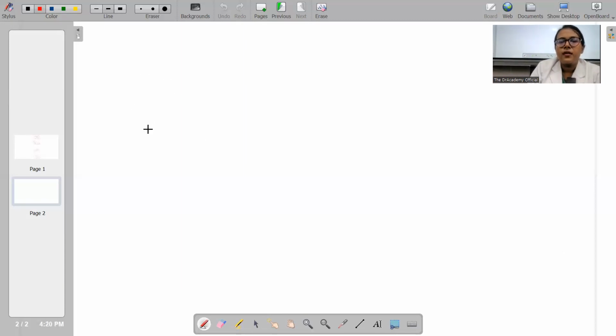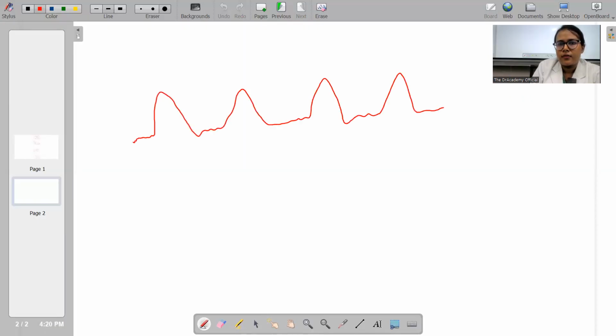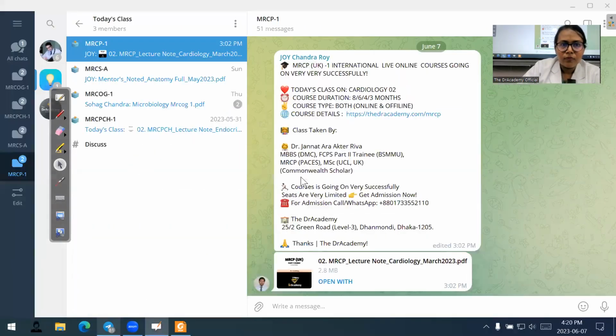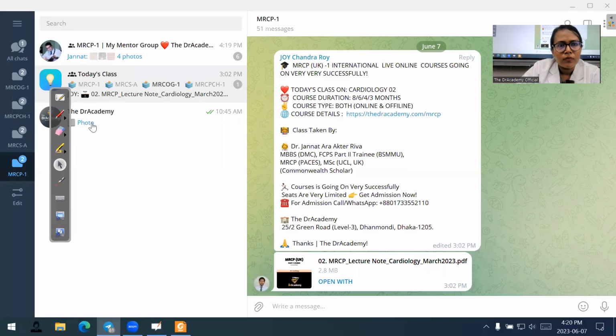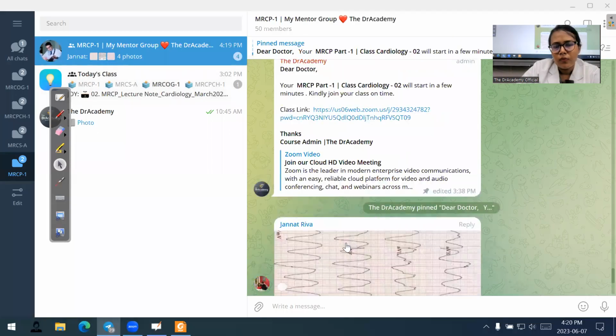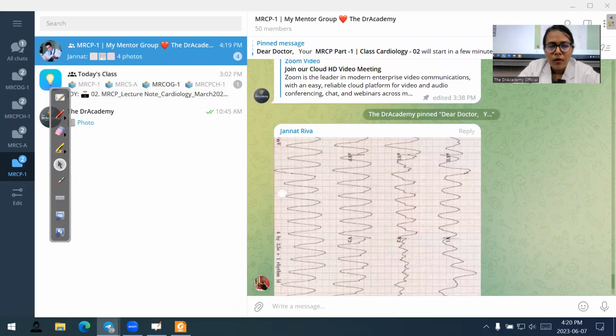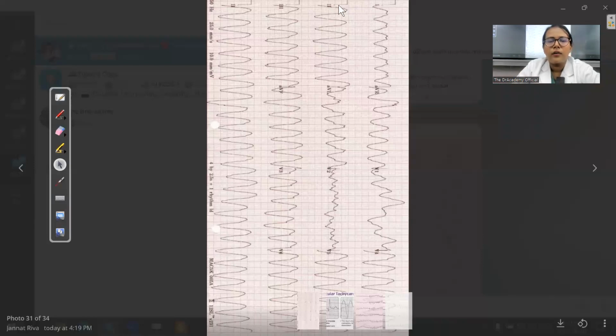Okay, so if this is the ventricular tachycardia kind of looks like this. Sorry? Okay. Can anybody see my screen? Is it visible?